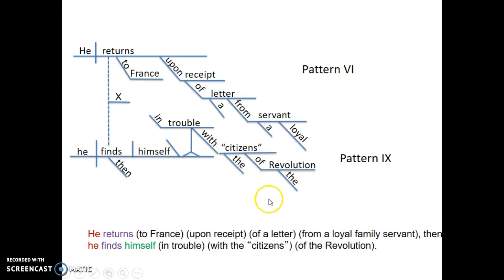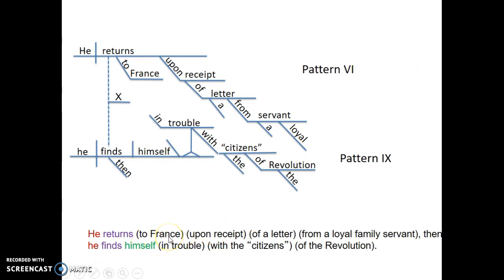Okay, we keep getting more and more complicated here. He returns is the subject of our first one, and we have a whole bunch of prepositional phrases before we hit our comma. So I don't need to worry about any of these. These are not acting as adjectives. They're not going to be on a pedestal. So all I need to know for my first diagram to identify it is subject and transitive verb, and it's a pattern 6.